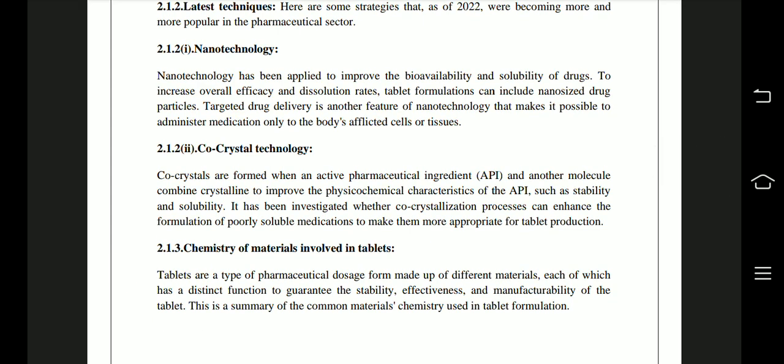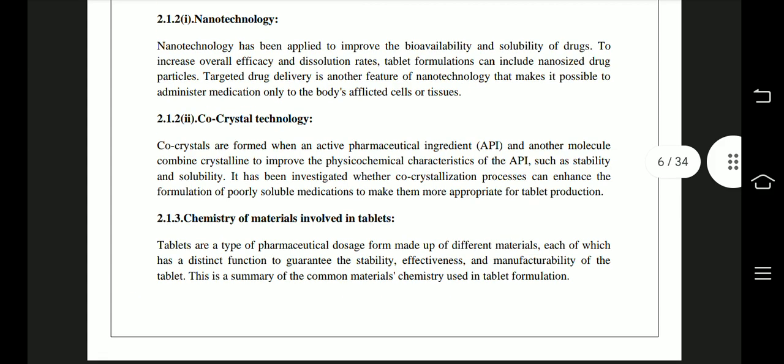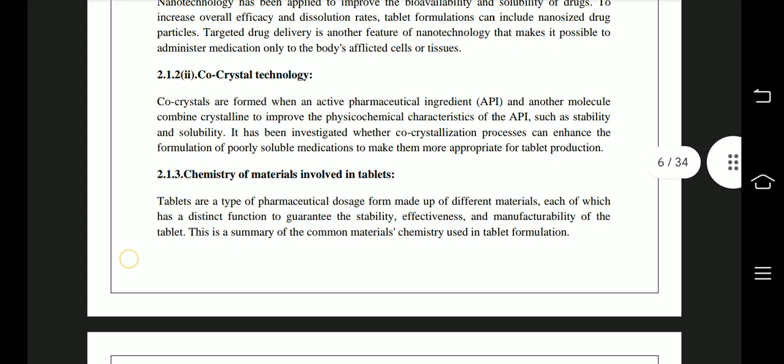Nanotechnology has been applied to improve the bioavailability and solubility of drugs, to increase overall efficacy and dissolution rates. Tablet formulation can include nano-sized drug particles. Targeted drug delivery is another feature of nanotechnology that makes it possible to administer medication only to the body's afflicted cells or tissues.